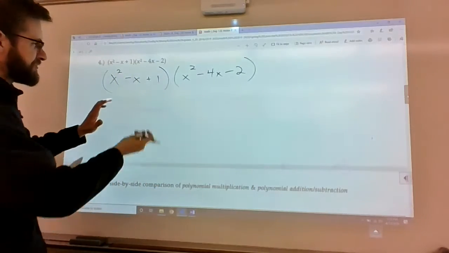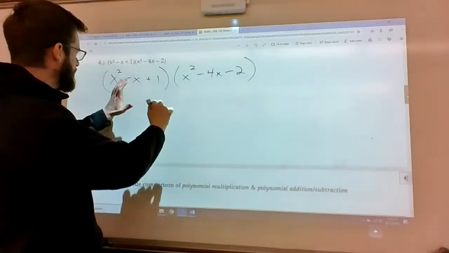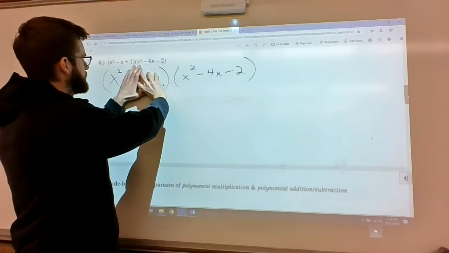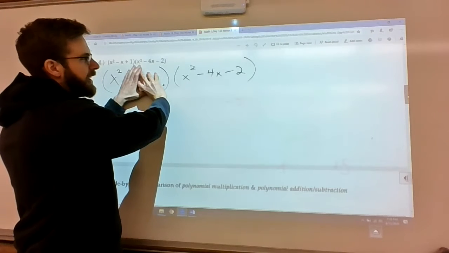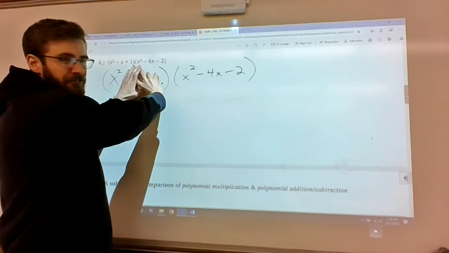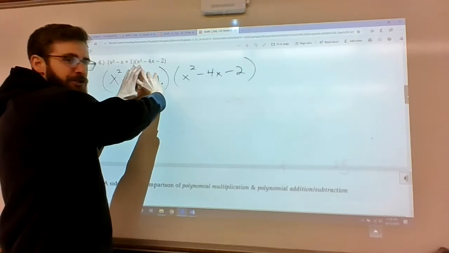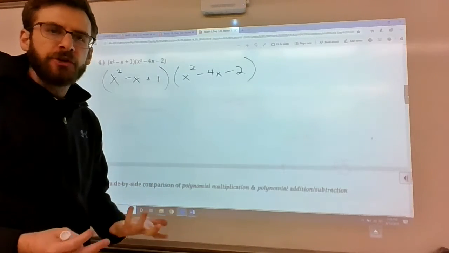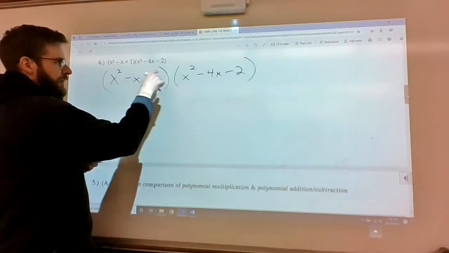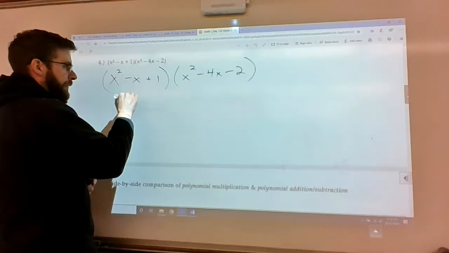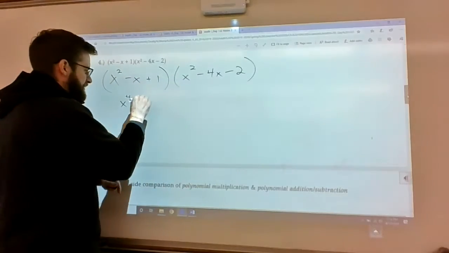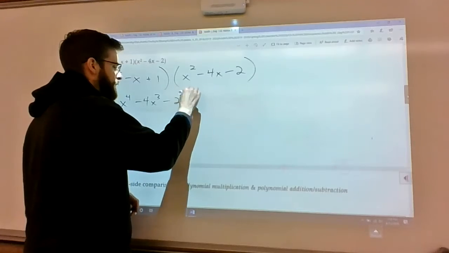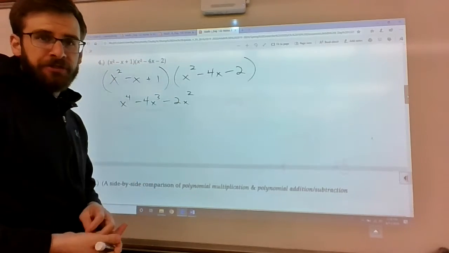We can technically just sort of visualize the different groups by saying, hey, cover everything up. What do you got? x squared times x squared minus 4x minus 2. So you can just kind of visualize it that way. You don't need to rewrite everything. I think rewriting helps at the start, but again, we're reviewing this. So x squared times x squared is x to the 4 power. x squared times negative 4x is negative 4x cubed. x squared times negative 2 is negative 2x squared. And then you're done with the first part.